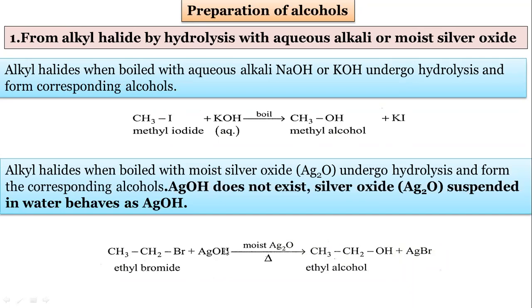Again the OH minus is a nucleophile in this reaction. OH minus will be substituted here and AgBr is a byproduct. Many times this reaction is asked in board exams. Actually, it is asked from the chapter halogen derivatives, but you have the chance to remember. If you didn't understand in the chapter halogen derivatives, you can understand here. So these are the two methods of preparation by using alkyl halides.